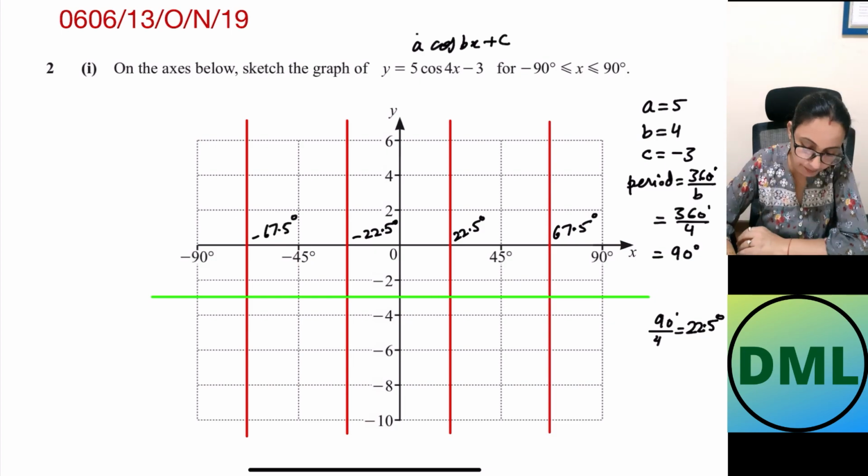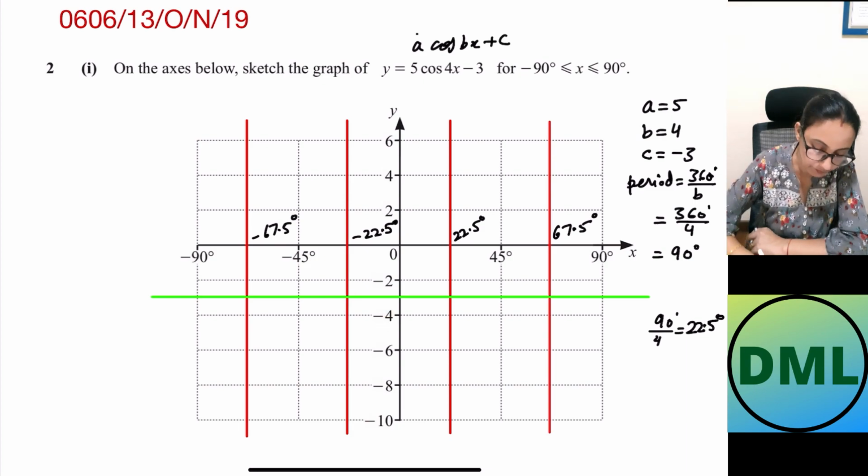As we can see from here, our axis is at minus 3. I have plotted the line at minus 3, which is the middle of minus 2 and minus 4. That will be equal to minus 3 here. This is our axis. I need to plot my graph.